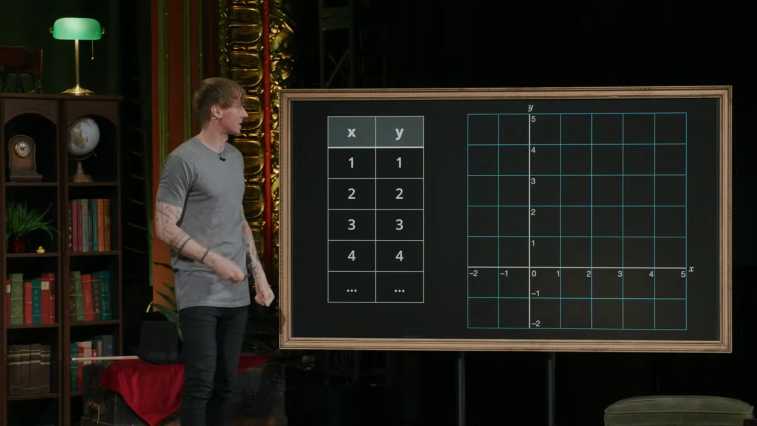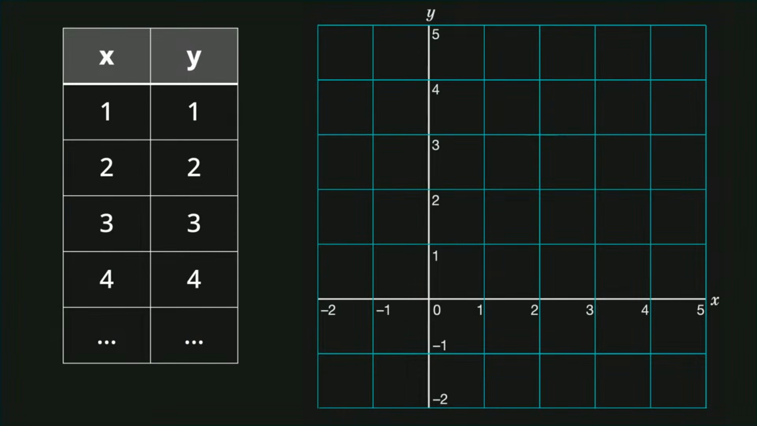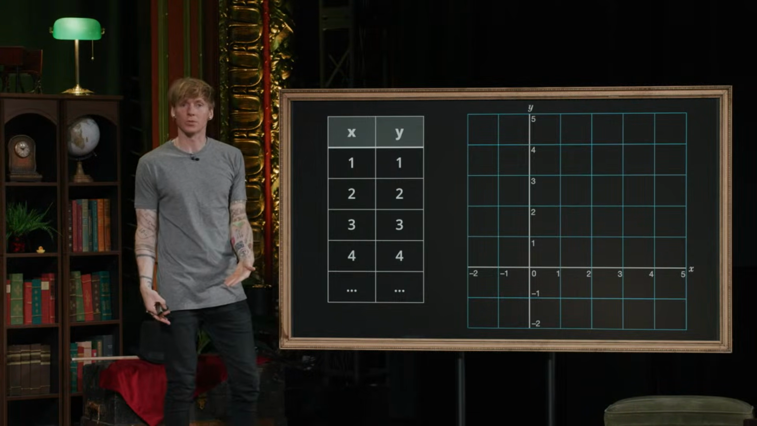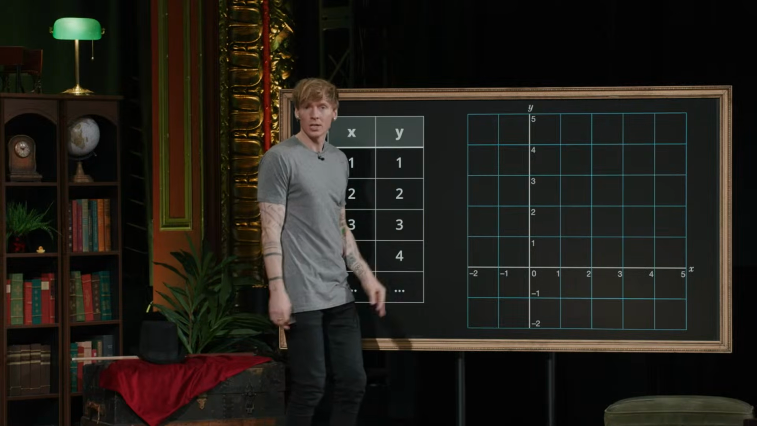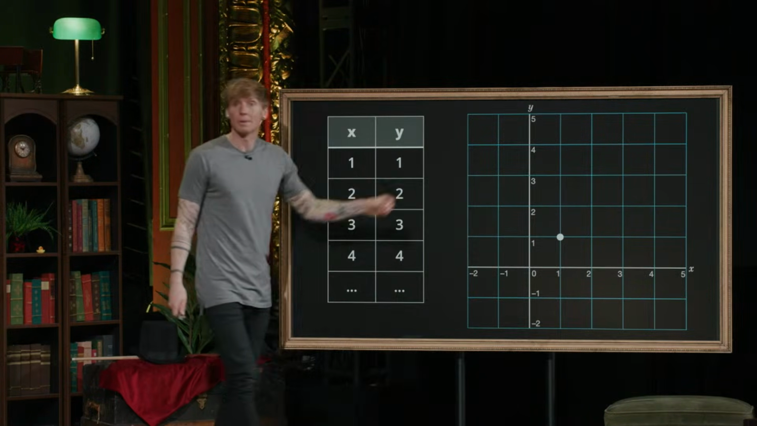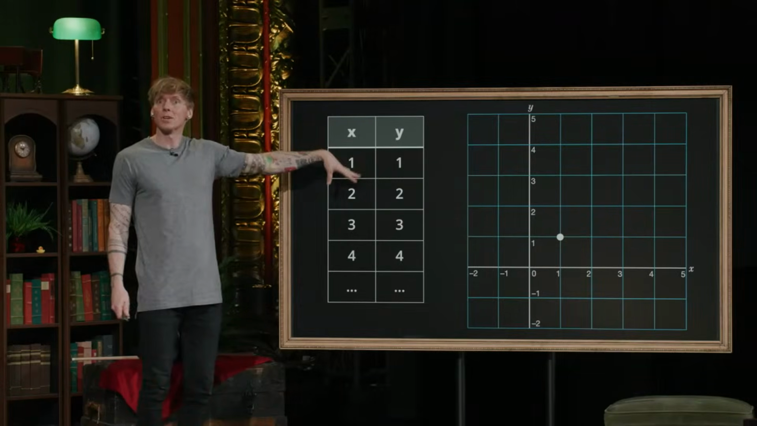So let's have a look at an example. Here we have values for x in the first column, remember our horizontal value, and then we have values for y in the second column, which is the vertical value. And we're just going to go through these as a pair. So when x is 1, this tells us that y is also equal to 1. So we just go across to our Cartesian plane, we go 1 across for x, 1 up for y, and we put a dot to represent that first point.